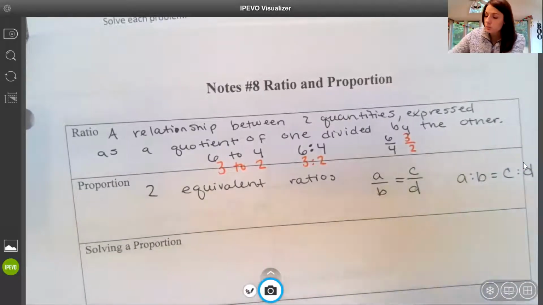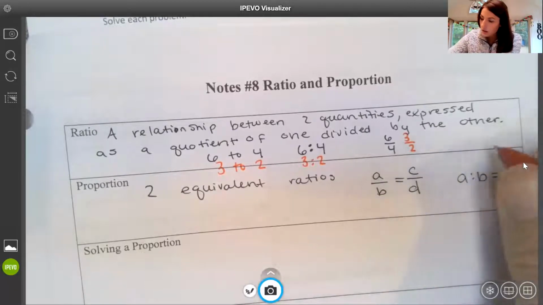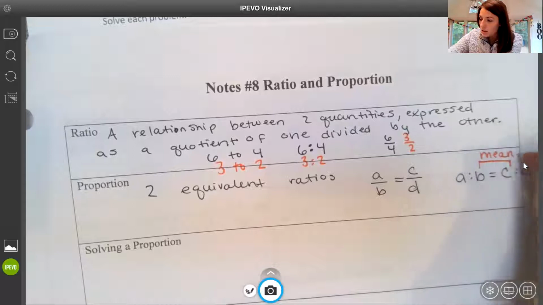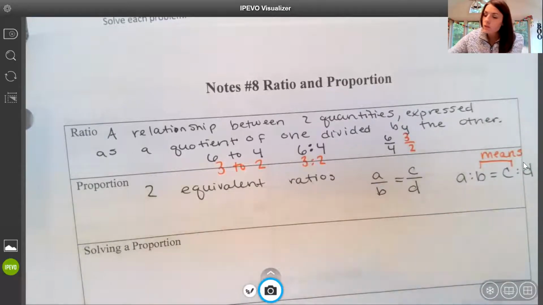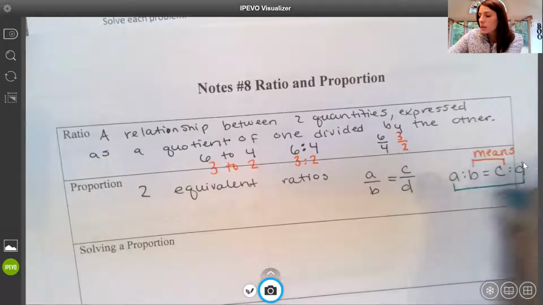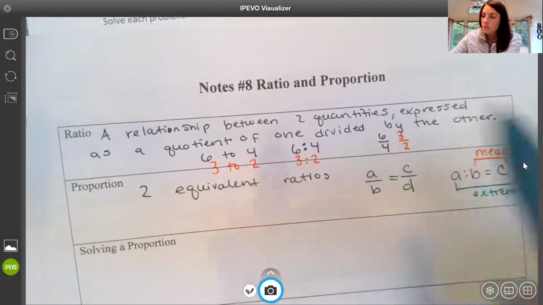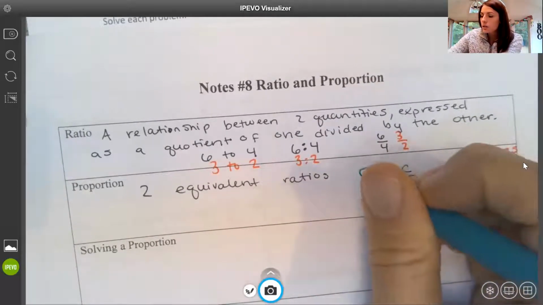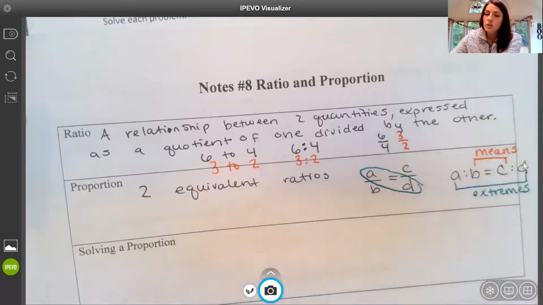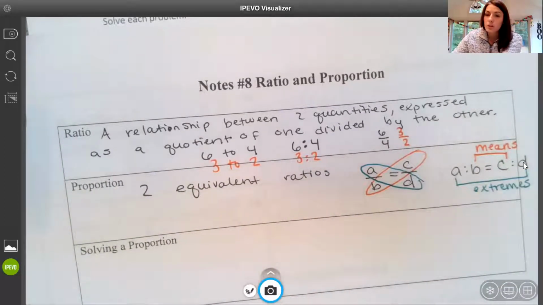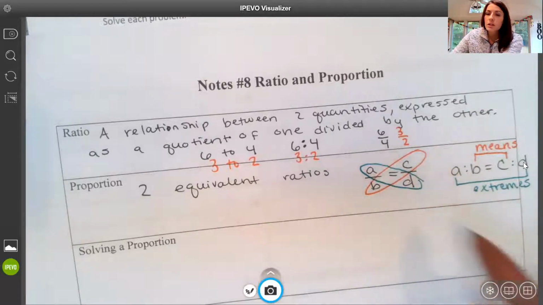In our proportion, B and C are what we call the means of the proportion, and A and D are what we call the extremes. If I look at it in my fraction setup, A and D, you'll notice, are across from each other, and C and B are across from each other. So I have the means and the extremes of my proportion.